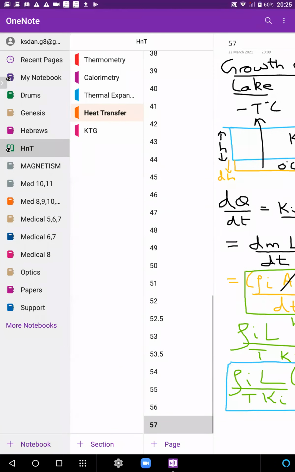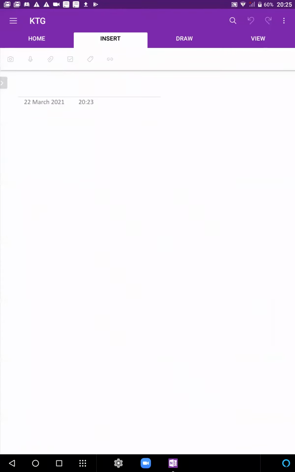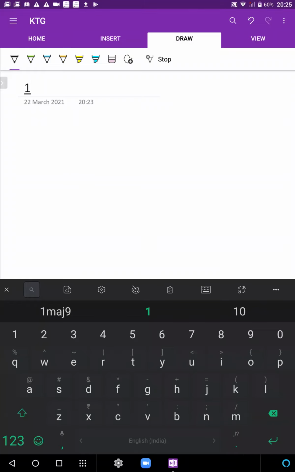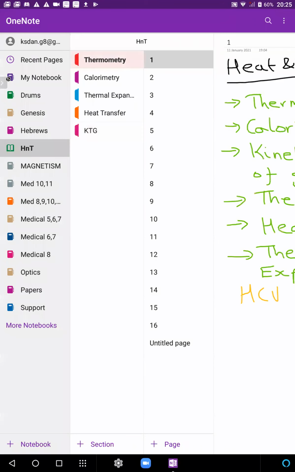Okay. Yes, so we're starting with a new chapter called kinetic theory of gases. Can we not start today? Sorry guys, we will start today. We will start a little. And is this the last chapter of heat and thermodynamics? No, this is the second last chapter.